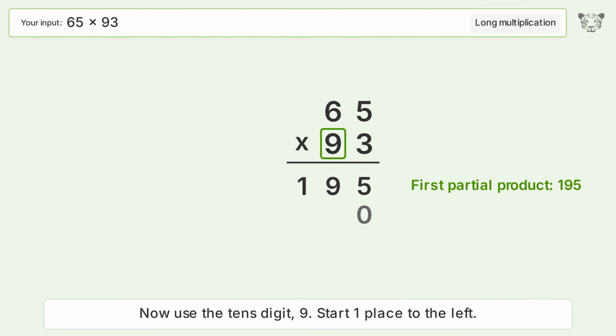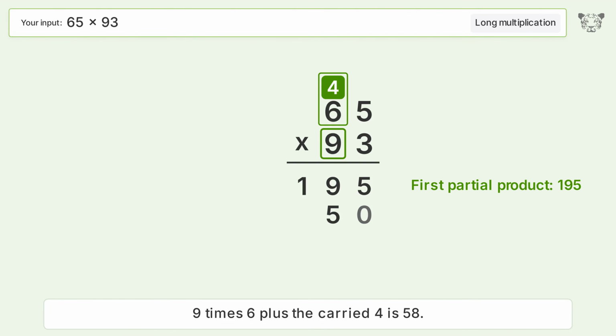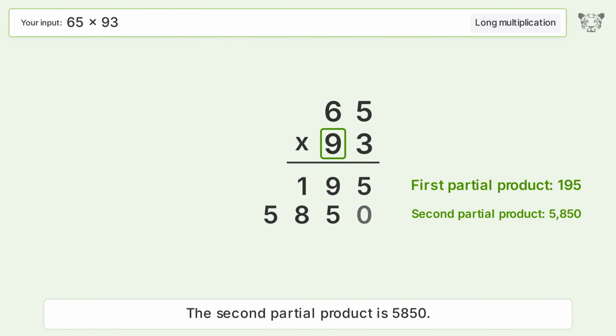Now use the tens digit, 9. Start one place to the left. 9 times 5 is 45. Put 5 in this column and carry 4. 9 times 6 plus the carried 4 is 58. The second partial product is 5,850.